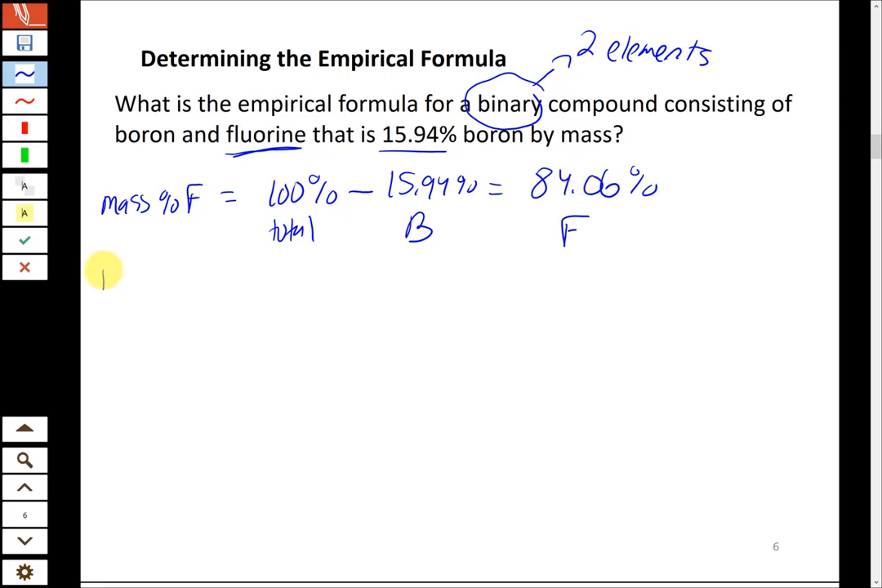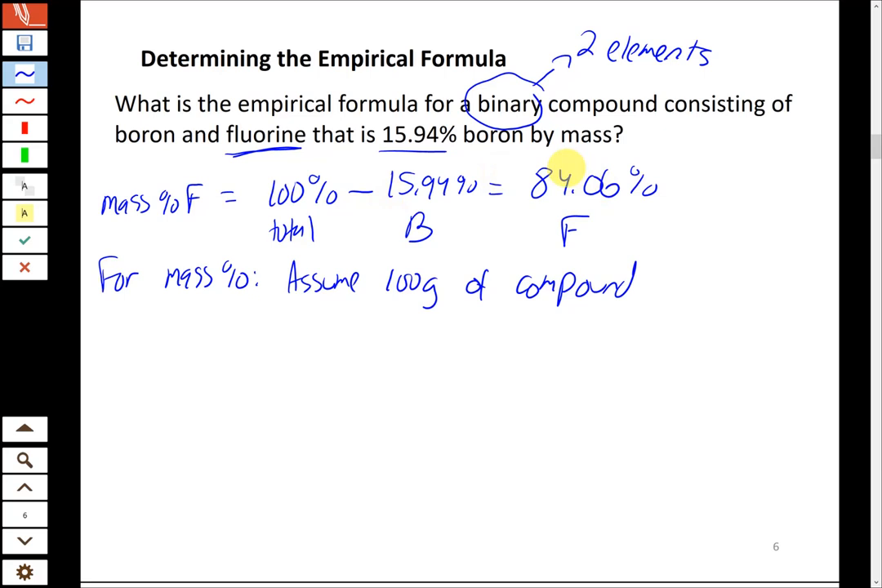The convenient one for mass percent is to assume that we have 100 grams of the compound. Because if we have 100 grams of compound, then the mass of each element is just equal to the percentage of that element. Because remember, percentage is amount out of 100. So if we assume 100 grams of compound, we'll have 15.94 grams of boron and 84.06 grams of fluorine. That's what those percentages mean.